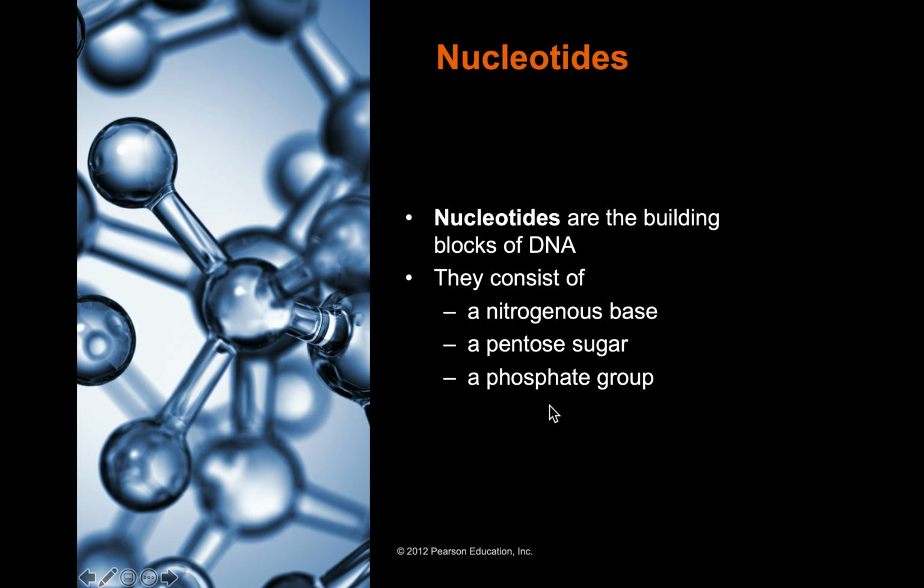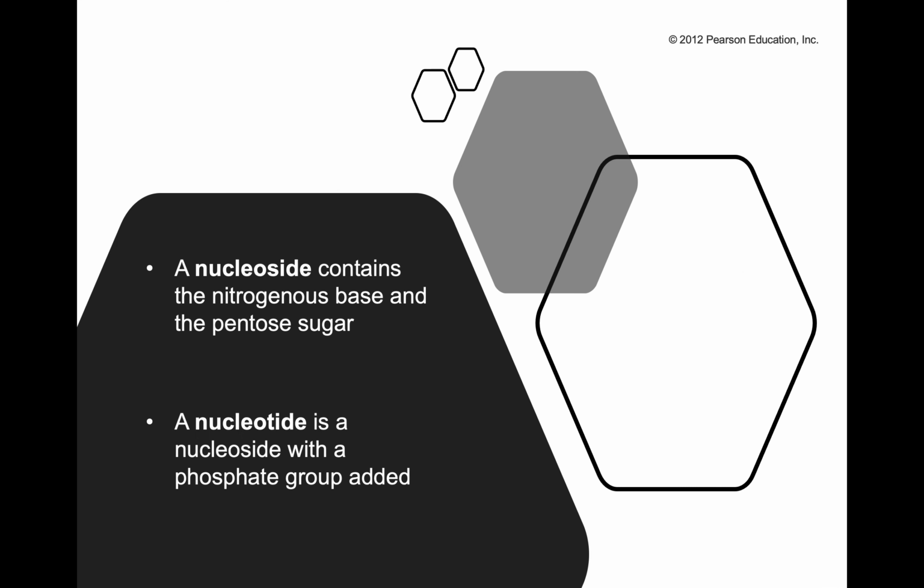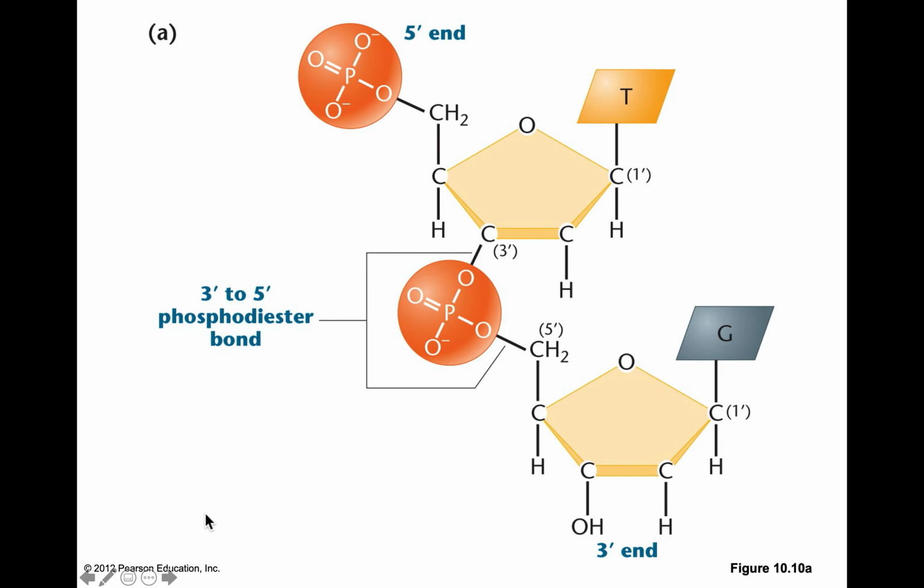So DNA is a polymer. Each monomer contains a nitrogenous base, a pentose sugar, and a phosphate group, and is known as a nucleotide. So just the one phosphate, not three like shown here, one phosphate, one sugar, and one base is a nucleotide. A nucleoside contains the base and the sugar and lacks a phosphate, whereas a nucleotide contains the base, sugar, and the phosphate. So here you can see how the phosphate, sugar, and base are put together.